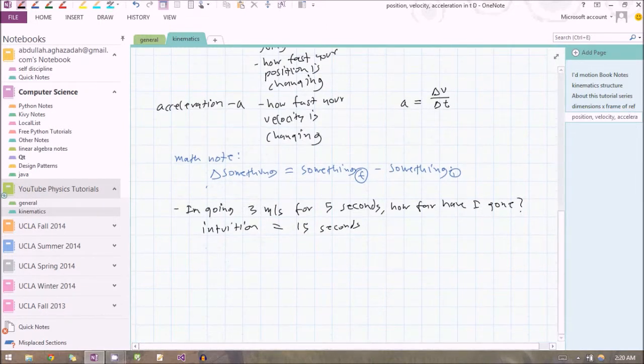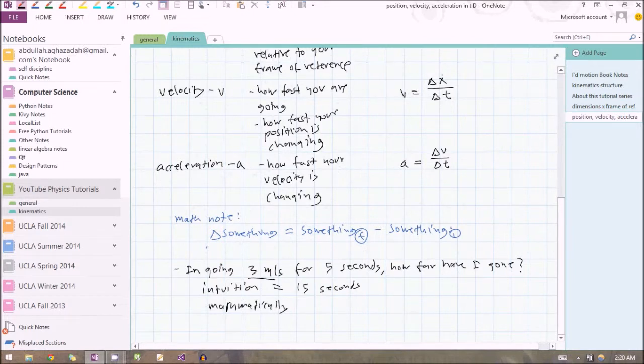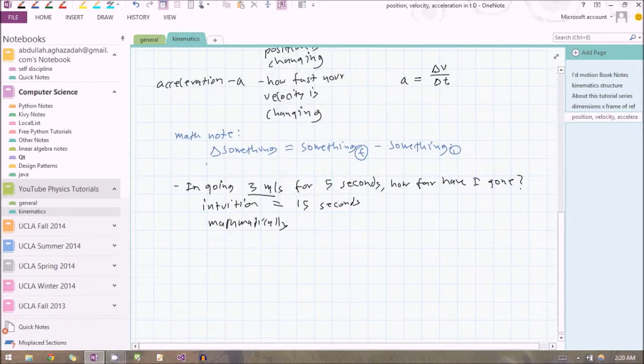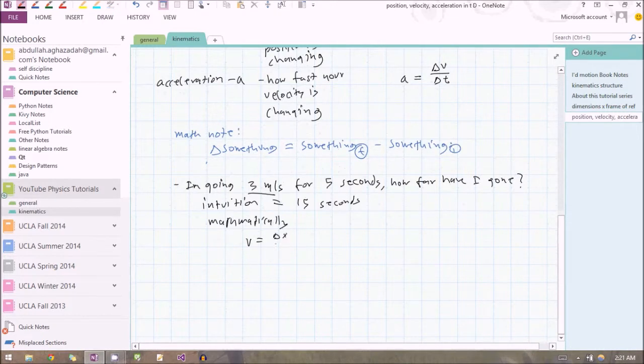Well, you can also do this mathematically, so let's do it mathematically. This 3 meters per second is telling you your speed, or your velocity, and we know that velocity is equal to delta x over delta t. Let's just quickly check, and this makes intuitive sense. How fast you're going is equal to how much distance you cover over how much time you take to cover that distance. That makes sense. So anyways, now we know our velocity.